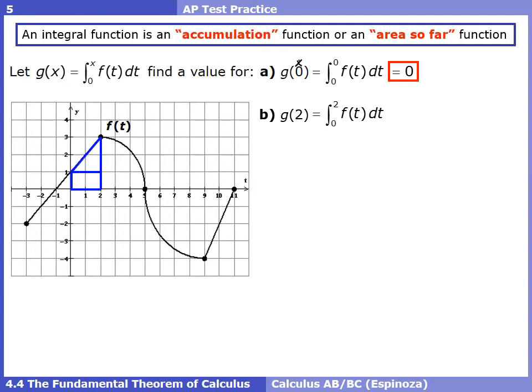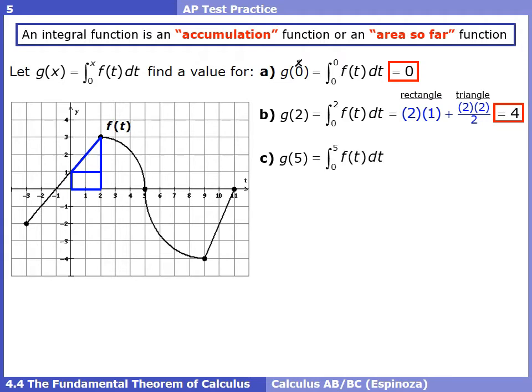And you'll notice the shape we have there, I'm going to split it into two shapes, a triangle and a rectangle. To find the area of the rectangle, we'll do 2 times 1. To find the area of the triangle, we'll do 2 times 2 divided by 2, and we get an area of 4.